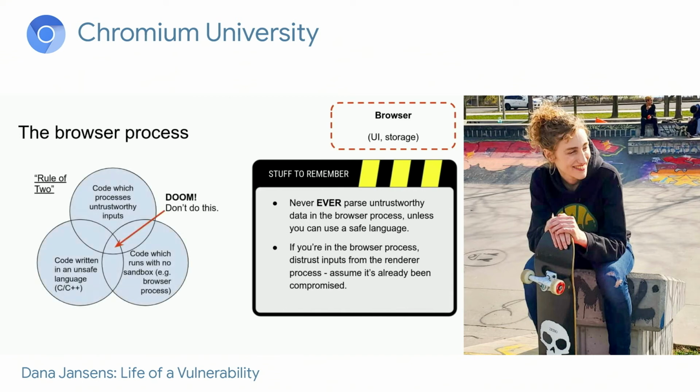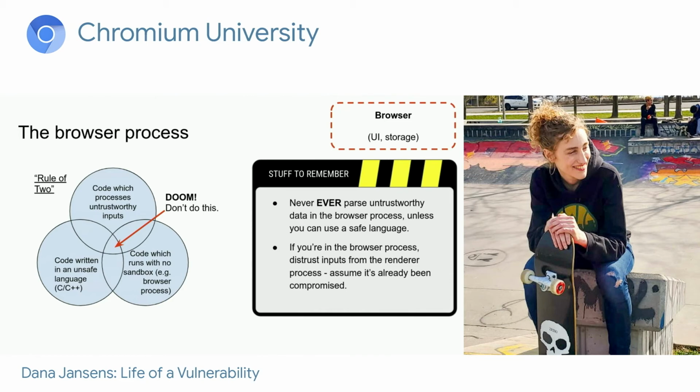The security team recently introduced the rule of 2. If you consider the 3 circles here: code which processes data that you don't trust, code written in C++, and code written outside a sandbox, such as anything in the browser process. Combining these 3 together creates a very vulnerable situation that is likely to lead to exploits. Removing any one of those circles from the equation will help to keep our users safe.